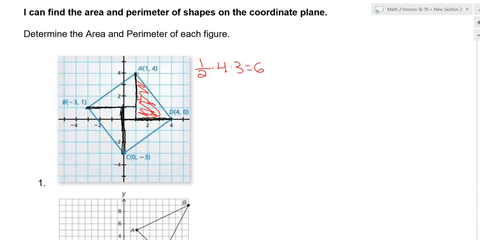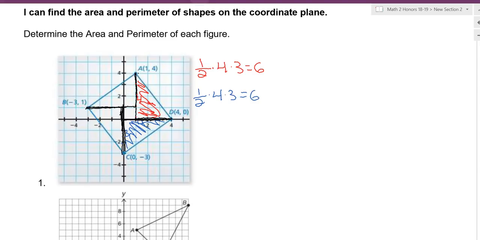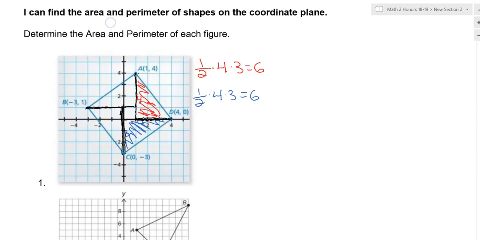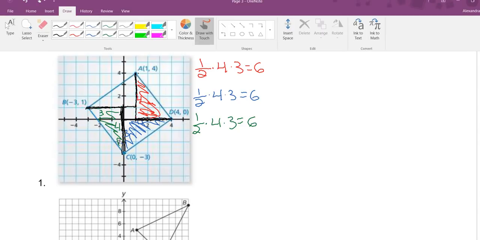Our next triangle here, if I count, is 1, 2, 3, 4. This is 3. So same thing: 1/2 times 4 times 3 is 6. Our next triangle here is 1, 2, 3, 4, and 1, 2, 3. Same thing, the length and the width of this. It's 4 and 3, which gives us an area of 6.